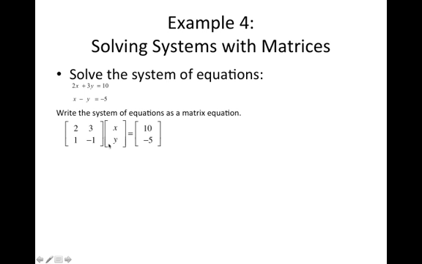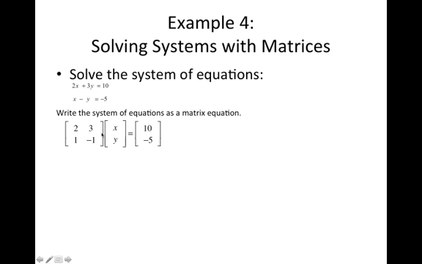And here's the really cool thing. If we multiplied these two together, look at what you get. You get 2x plus 3y. That's the left-hand side of the first equation. Okay, let's do the second row times this column. We'd have 1x minus 1y. Well, that's the left-hand side of the second equation. And then you're going to have equals, and you're going to make yourself a little column matrix and just put your constants there. So 10, -5.